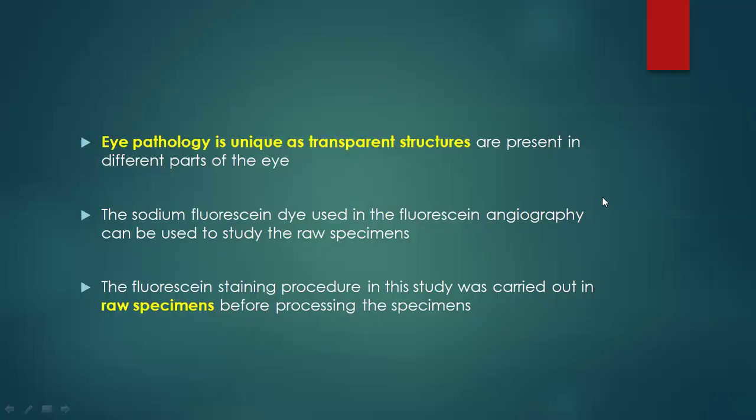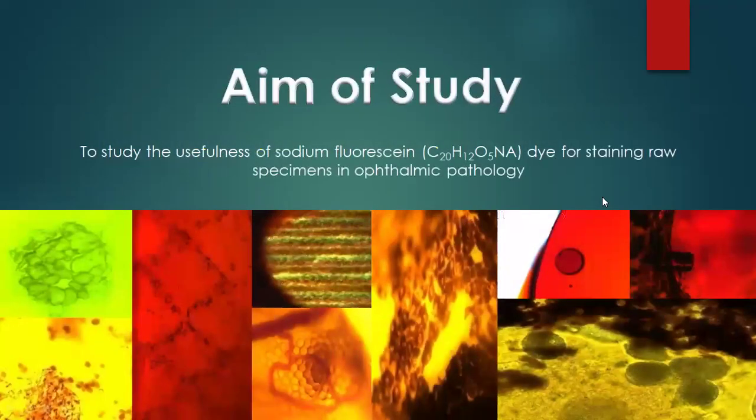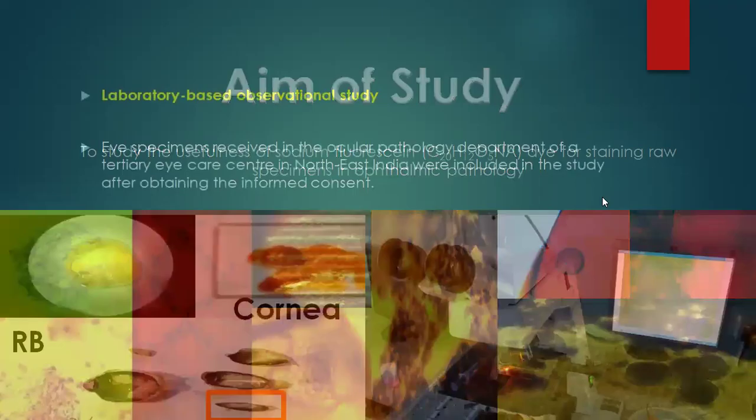So eye pathology is very, very unique because a lot of transparent structure can be there. So it came to my mind, the fluorescein that is used in angiography, why should I not use it to stain some of the raw specimen or wet specimen. This led to this discovery of this stain, and the aim of the study, when I presented for the first time, was the usefulness of sodium fluorescein for a raw specimen or wet specimen in ophthalmic pathology.